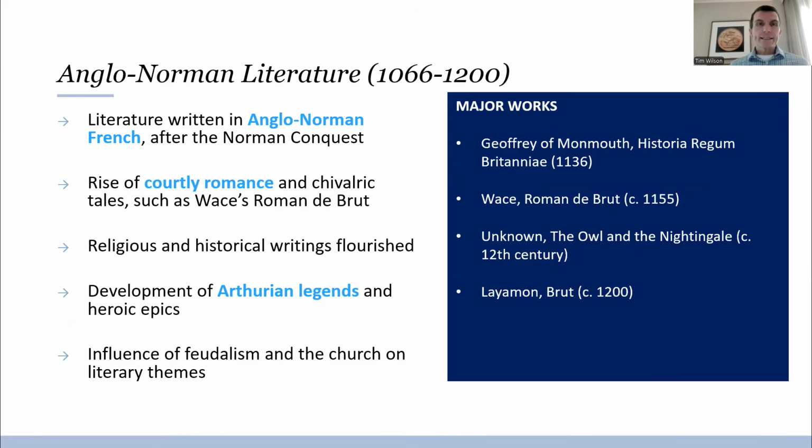So 1066, as I mentioned, we have the Norman conquest, literature written predominantly in Anglo-Norman French by writers attached to the court. So this Anglo-Norman French is basically spoken only at the court. Rise of courtly romance and chivalric tales, religious historical writings, development of Arthurian legends at this time brought from the continent, influence of feudalism and church on literary themes. So you can see some examples on the right, The Owl and the Nightingale, I'll point out there.